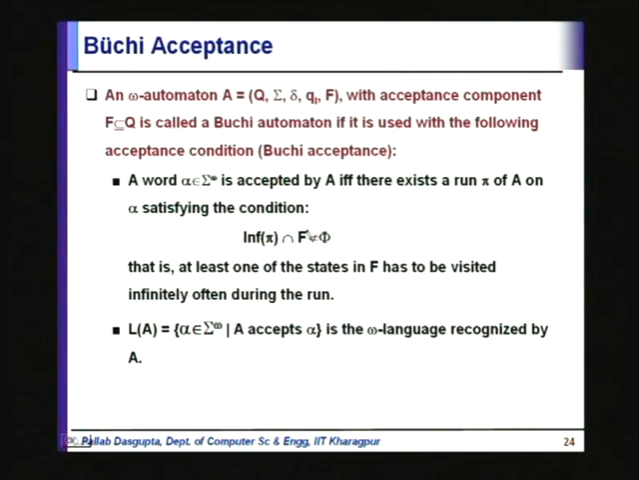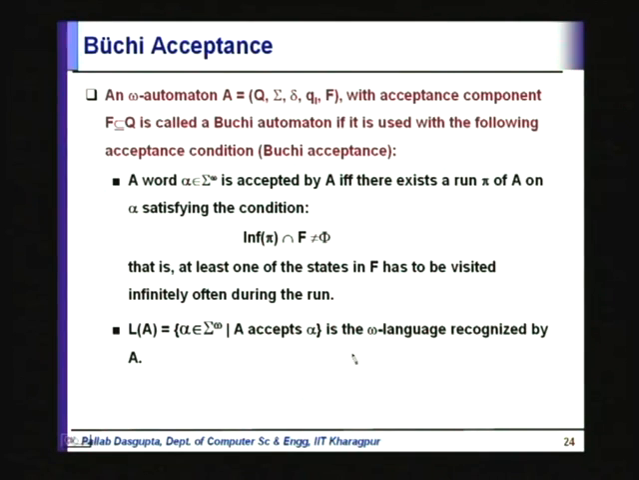F is the set of accepting states, and Büchi acceptance says that accepting states must be visited infinitely often. This tells you that on the input alpha, this automaton's states trace the path pi, and in pi there is some accepting state which is visited infinitely often. Therefore, this is an accepting run of the Büchi automaton. Is it clear now?